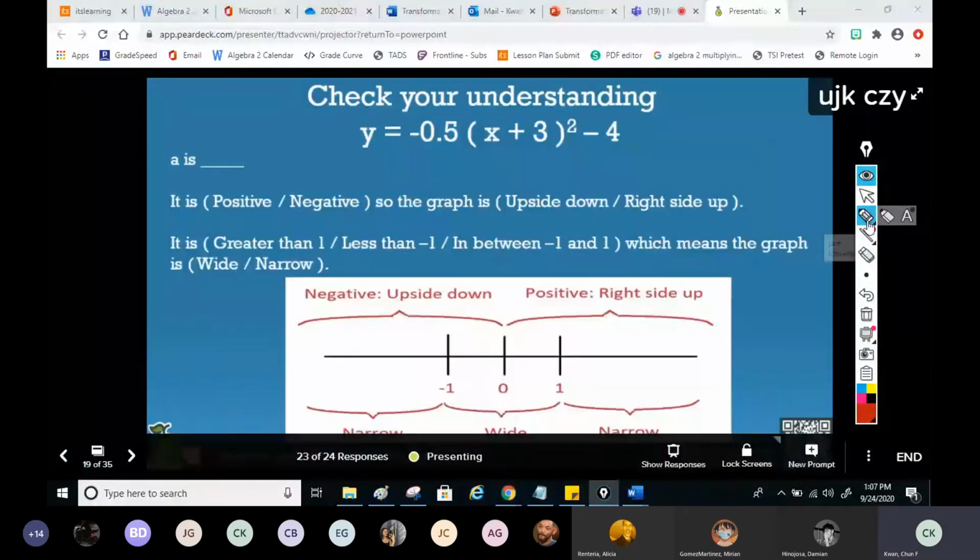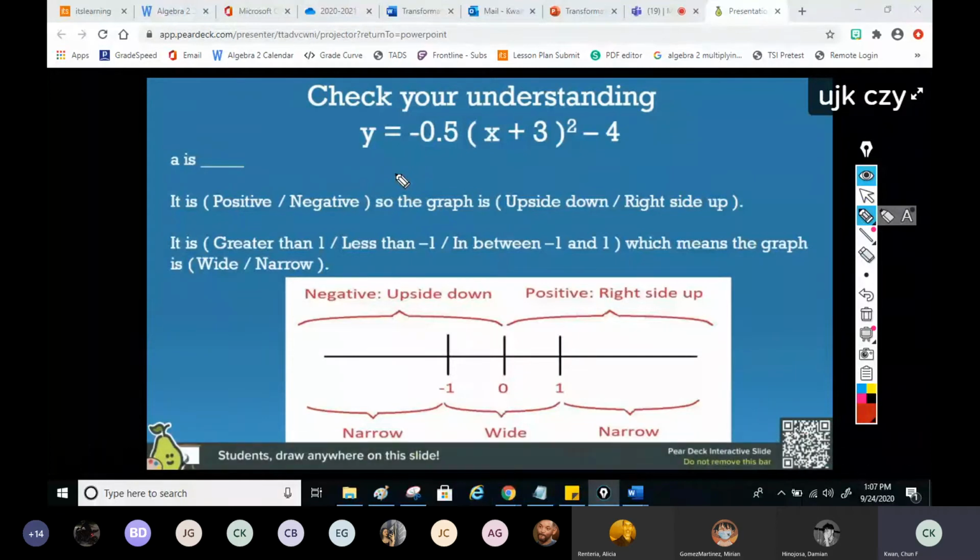Oh, okay, let's go back to the Microsoft Teams meeting. This one shouldn't be too challenging. Let's do it very quick. This number is what we care about. It is negative 0.5. It is negative, so this is upside down. Negative 0.5 is right here.